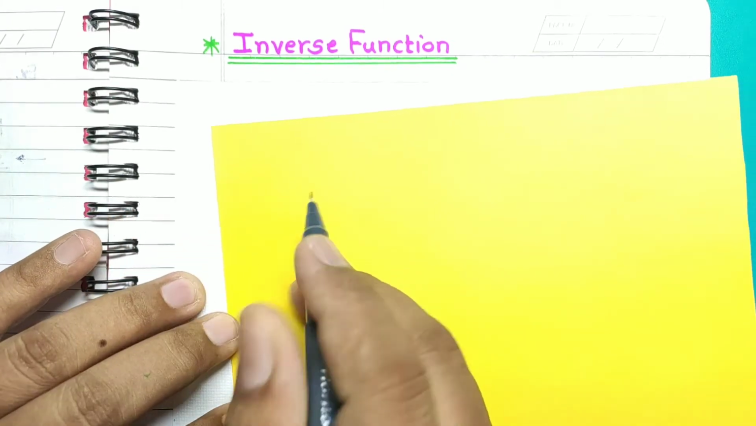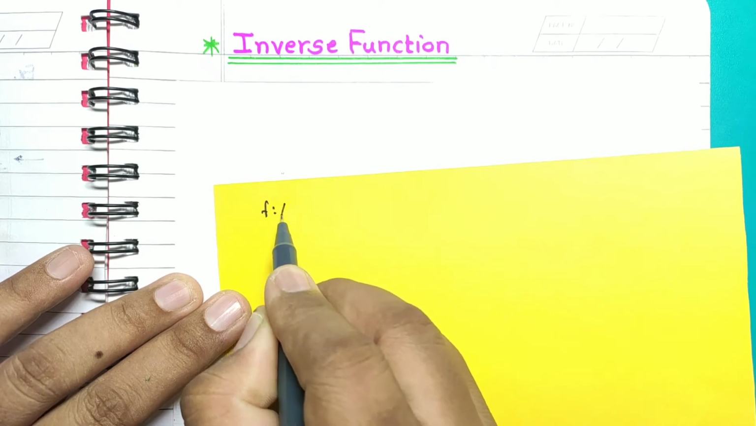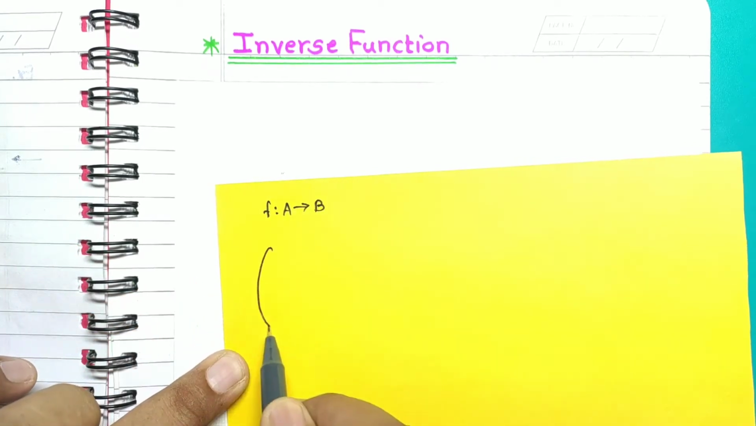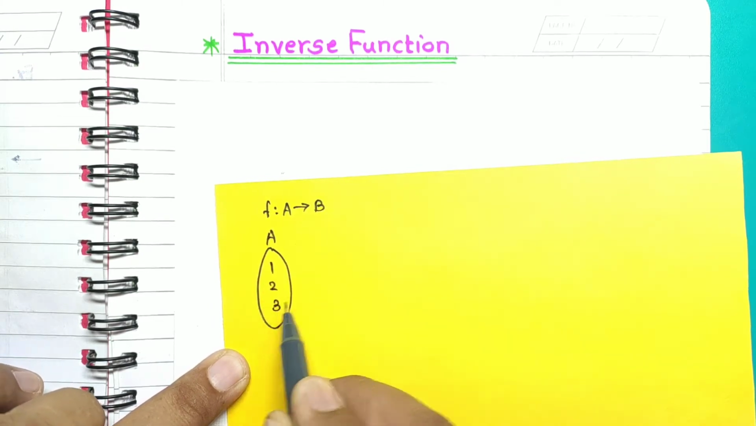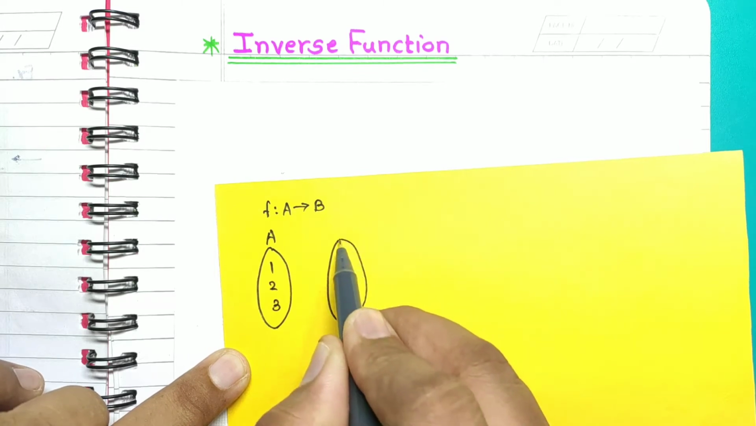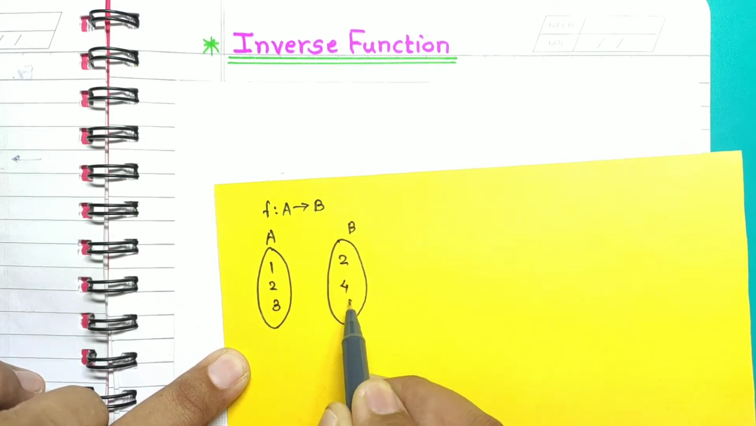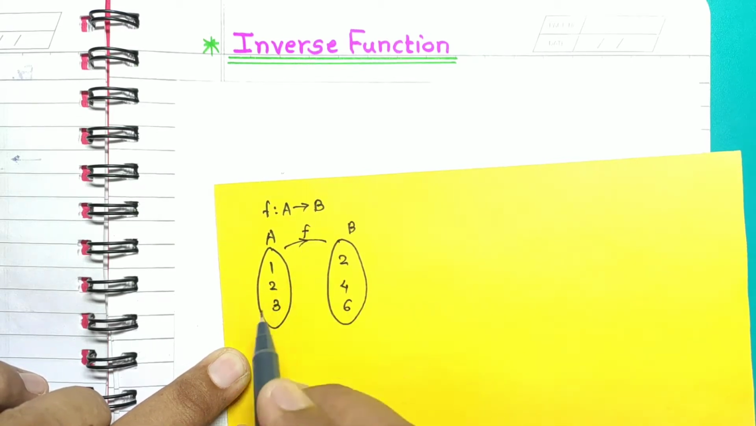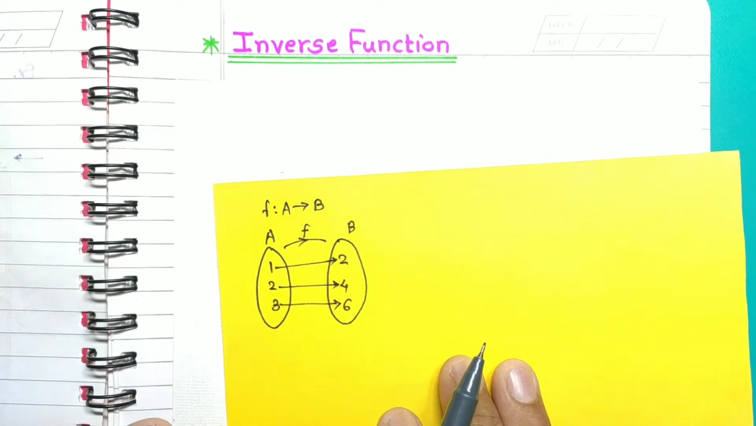Consider function f from A to B. Here, suppose set A contains elements 1, 2, 3 and set B contains elements 2, 4, 6, and by function f, 1 is related to 2, 2 is related to 4, 3 is related to 6.